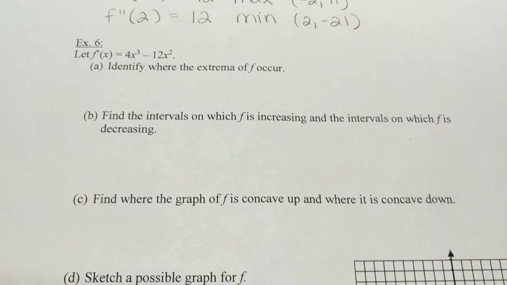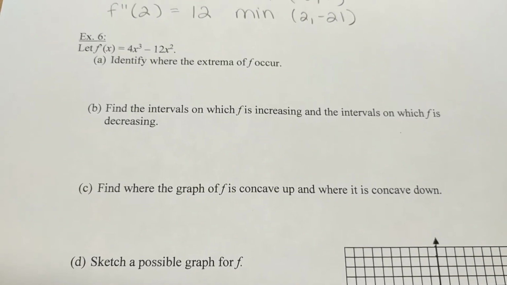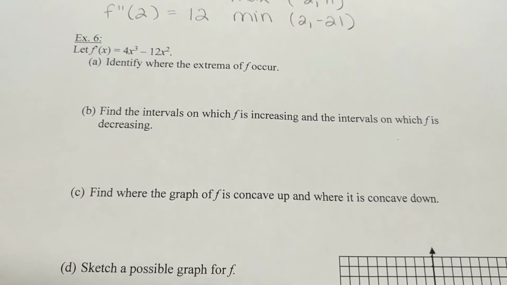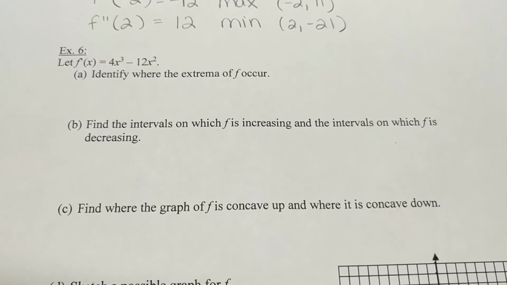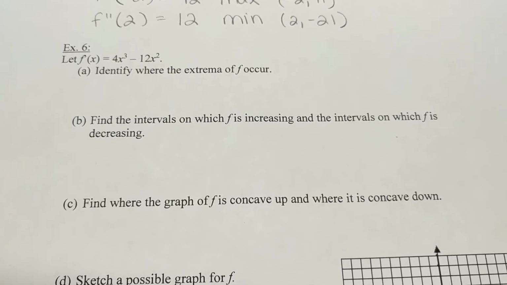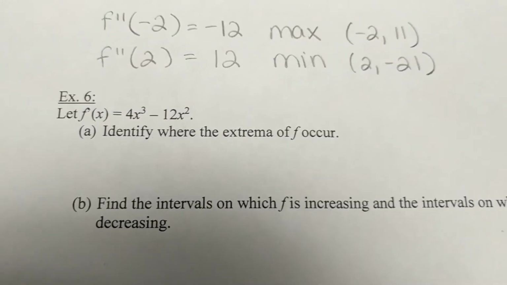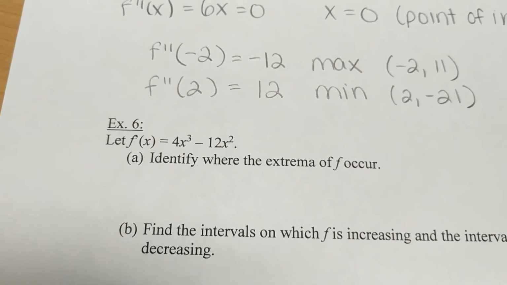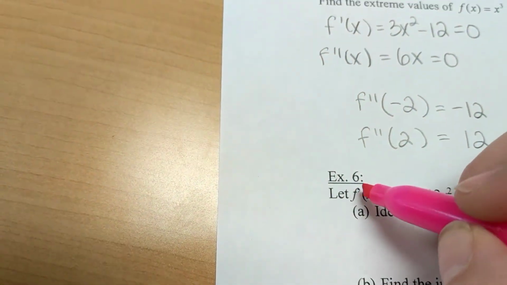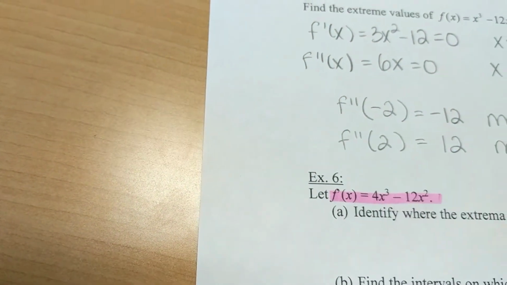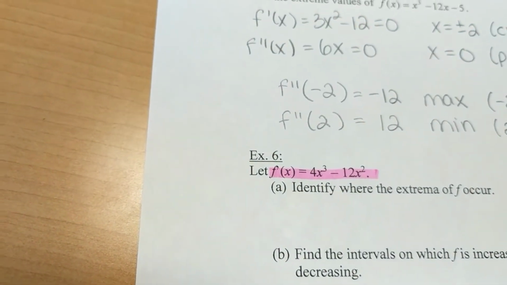All right, I want you to work through example 6. I will help out with the graph at the end, but I will pause this and have you work through example 6. One thing I want to make sure you note, and I would even highlight this in your notes, is that this one is talking about f prime of x. They already gave you the first derivative.